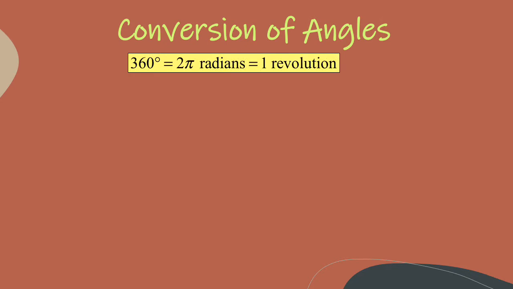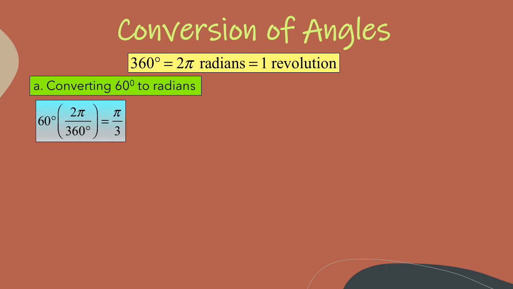Many times you are asked to convert an angle from one unit to another unit. In order to do so, we remember the relationship 360 degrees equals 2 pi radians equals 1 revolution. And you will always multiply your angle by the ratio of one of these to the other, which is simply number 1.